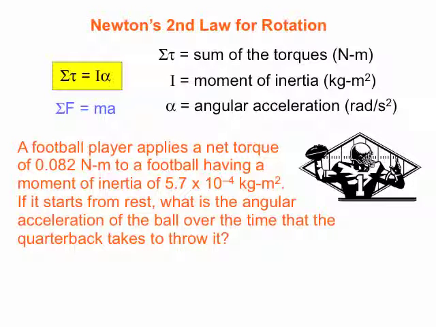So a football player applies a net torque of 0.082 newton meters to a football having a moment of inertia of 5.7 times 10 to the minus 4 kilogram meters squared. If it starts from rest, what is the angular acceleration of the ball over the time the quarterback takes to throw it?